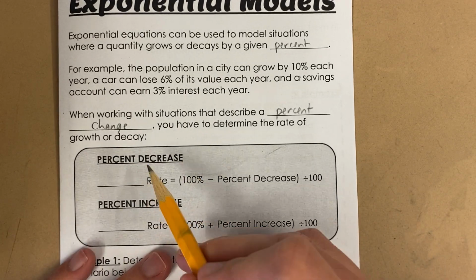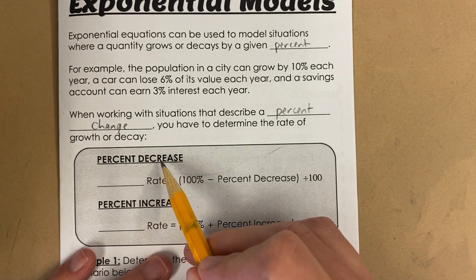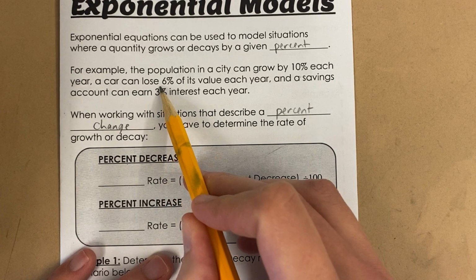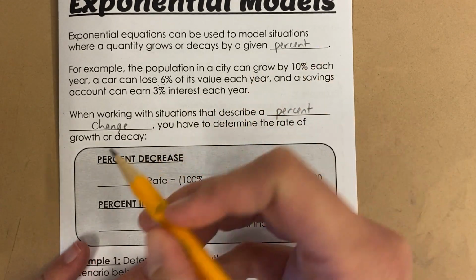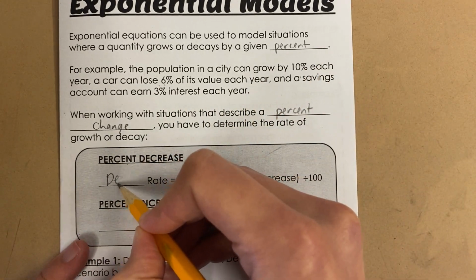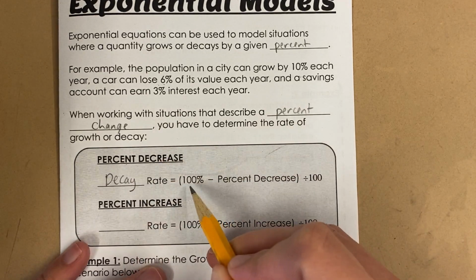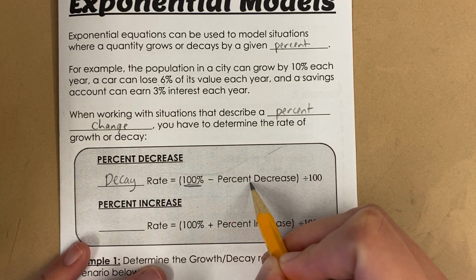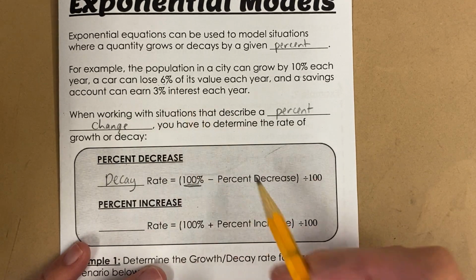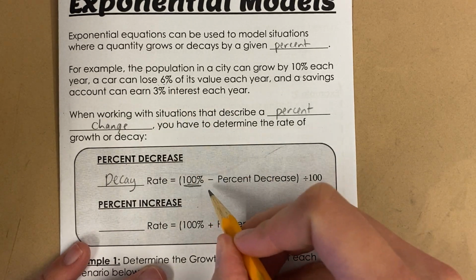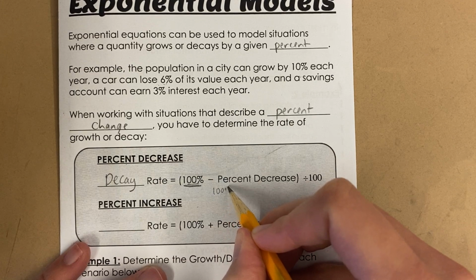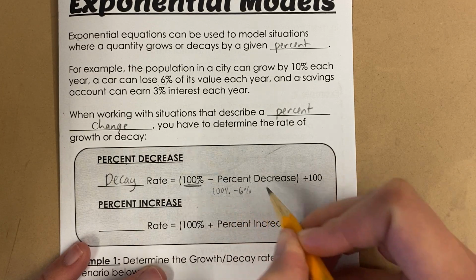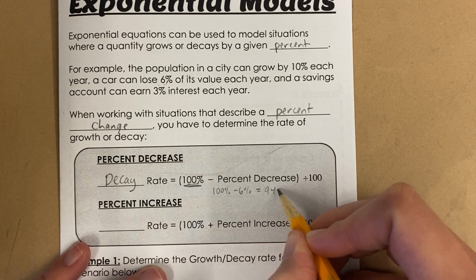So let's say something is decreasing. Something is going down by a certain percentage, like a car losing 6% of its value each year. This is called a decay rate. And we take that, our starting point is 100%. We subtract, what's that decrease? So in this case, it would be 6. Okay, so let's just use 6 as an example. I would get 94%.